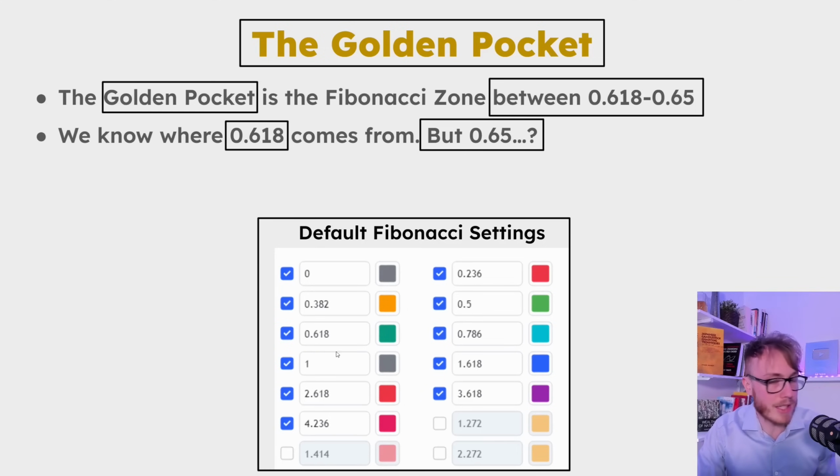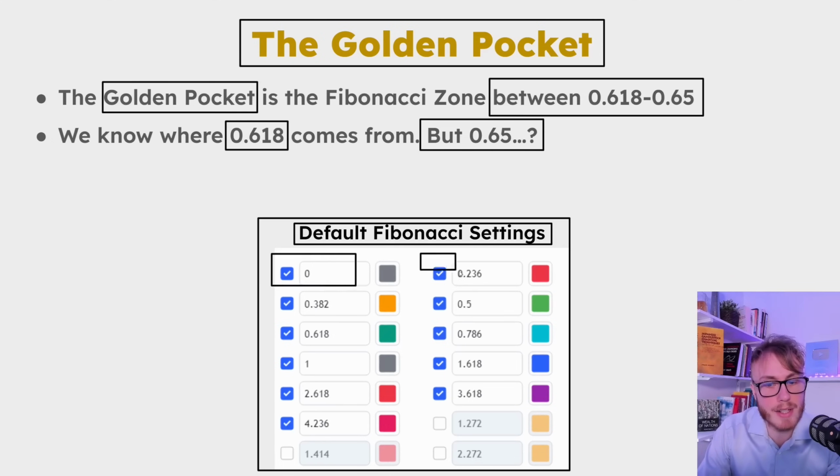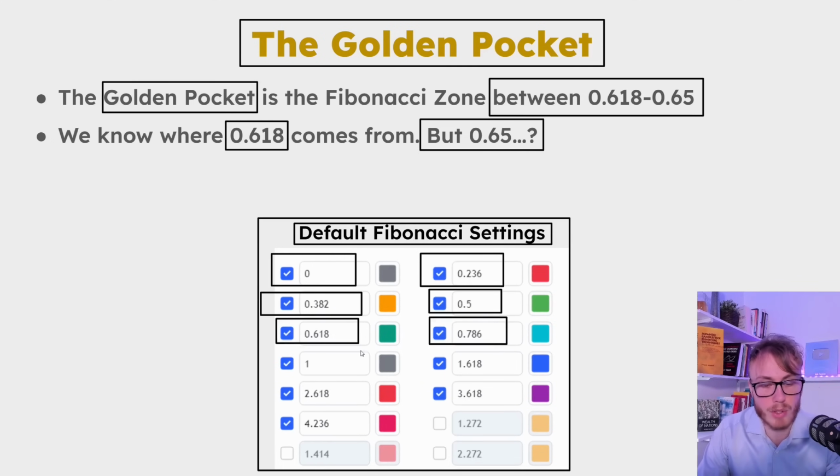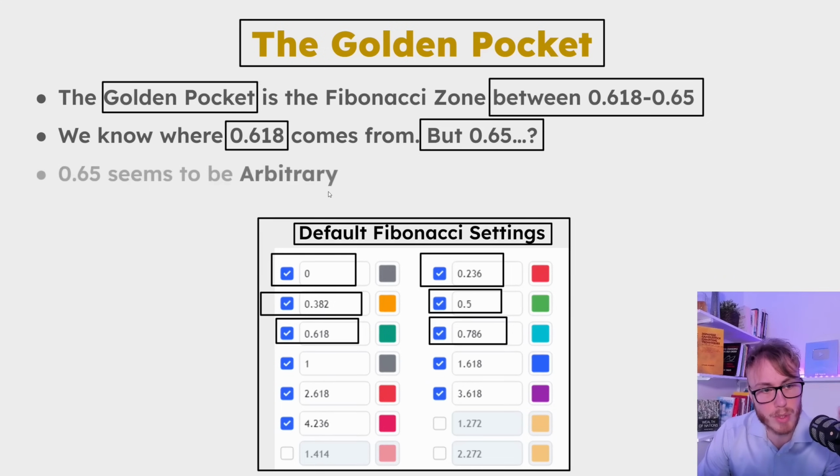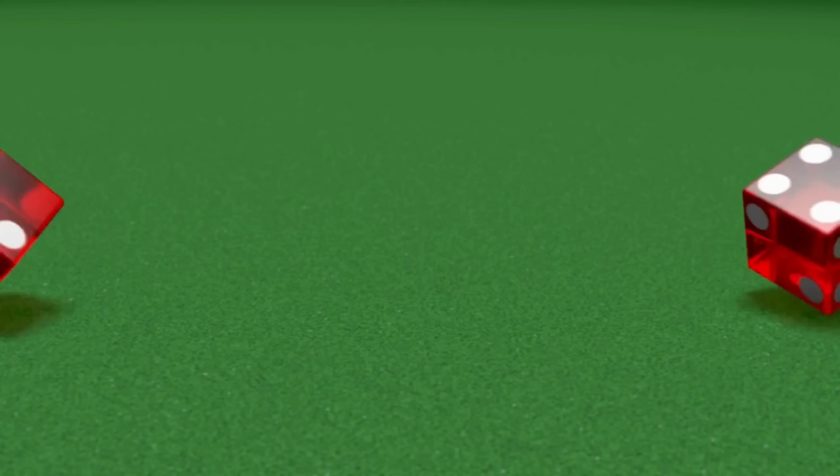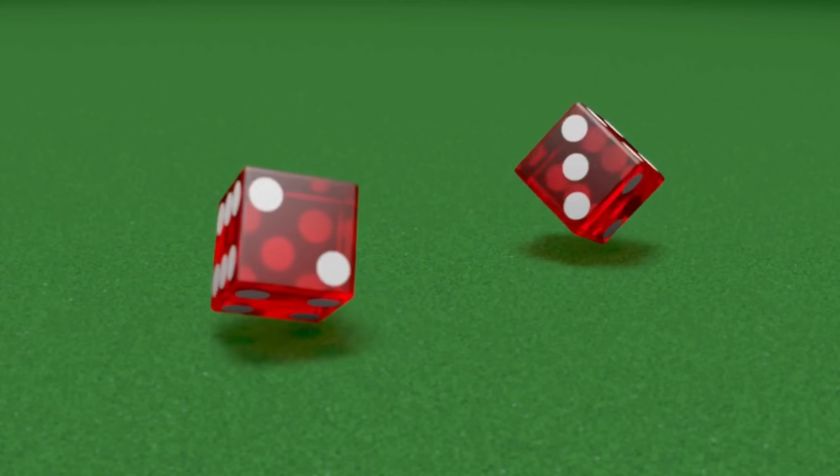For example, if we take a look here at the default Fibonacci settings, so the settings for the Fibonacci tool, you can see that we have no level here that is 0.65. So in order to have the golden pocket, you need to change the settings on your own. But you might not want to do that because it seems like 0.65 is pretty much arbitrary. And what I mean here by arbitrary? Well, it seems like 0.65 is pretty much a random number.